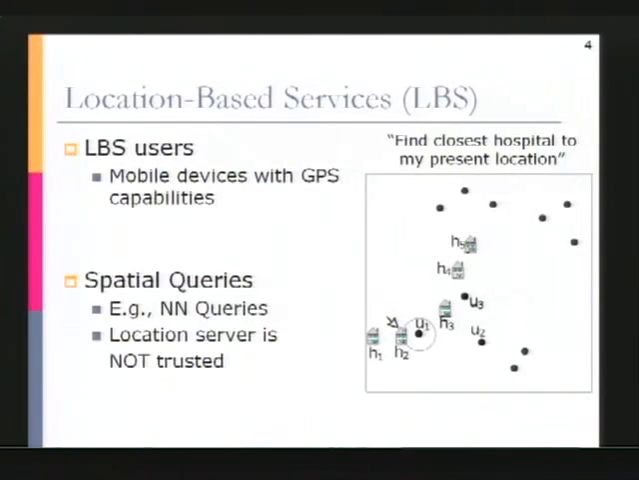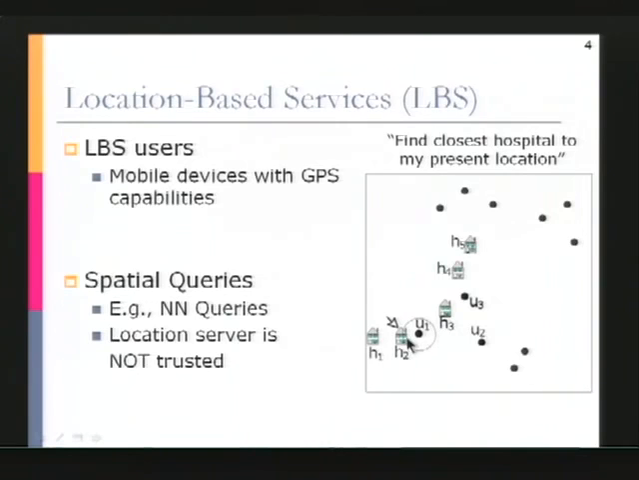So moving on to the location-based services, or LBS, overview. The users of location-based services have mobile devices, and these devices are GPS enabled. The users are able to ask queries which are relative to their location, for instance, nearest neighbor queries. We have here an example with a number of users shown as dots and a number of points of interest. In this case, we have hospitals H1 to H5. In our example, we have user U1 who has the query, find the closest hospital to my present location.